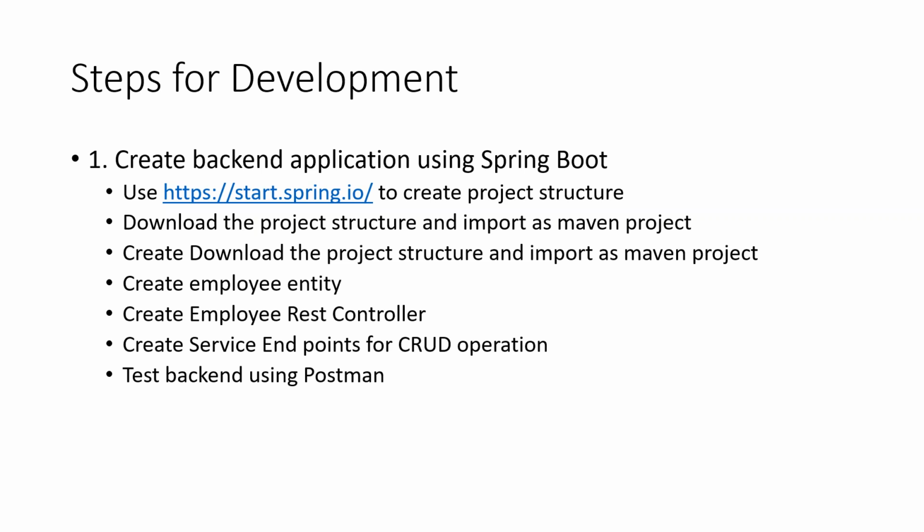Now we will see how to develop the backend application. For developing a backend application, first we have to create a project using start.spring.io. Using start.spring.io, we can create a project. Once we create a project, we have to mention what are the modules required for this particular project, or we call it the dependencies. Then we have to download the project structure.